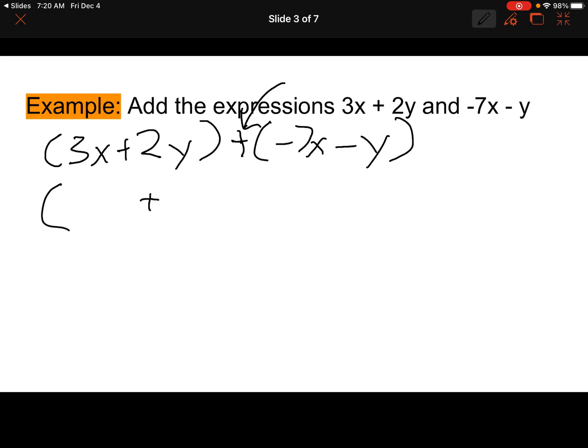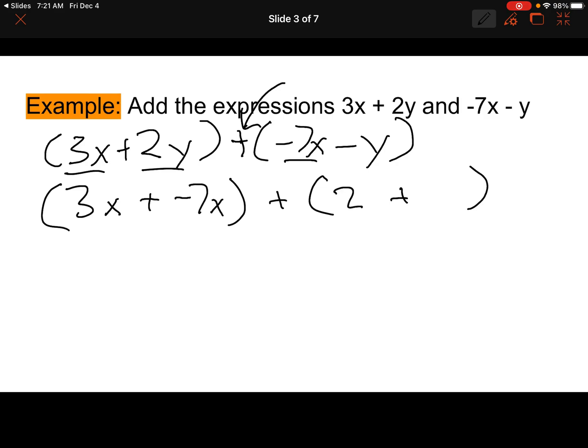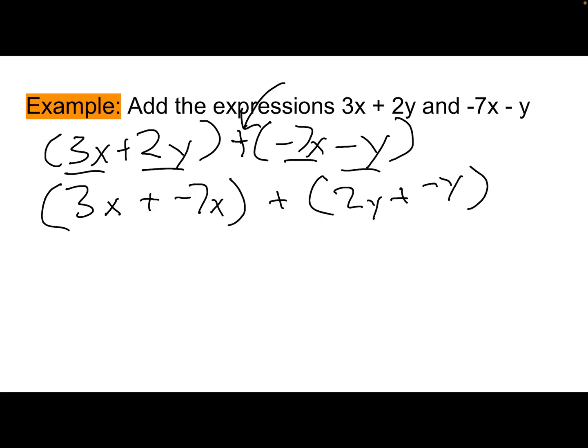On the left, I'm going to put all of my x's, and on the right, I'm going to put all of my y's. So I have a 3x from here, a negative 7x from here, a 2y from here, and a negative y from here. Notice how when I moved my negative 7x and my subtracting y, I also moved the negative signs in front of them. Now 3x plus negative 7x will give us a negative 4x, because 3 plus negative 7 is negative 4. And 2y plus negative y will give us a positive 1y, or just y.